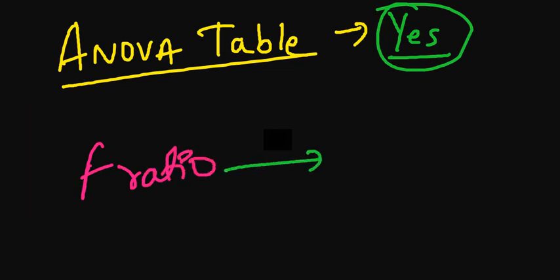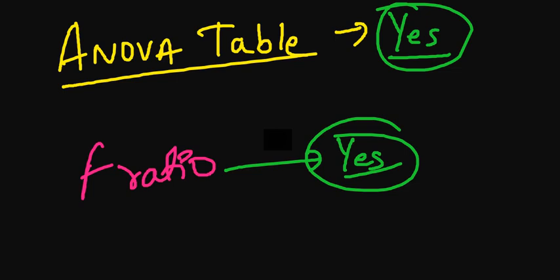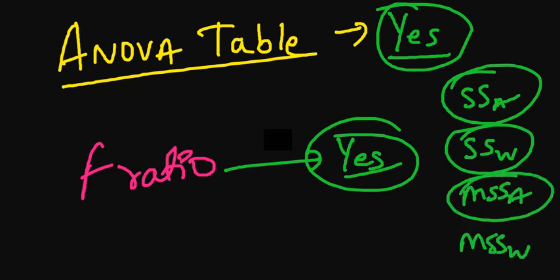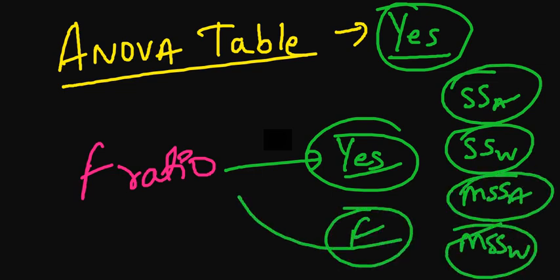Yes or no? Yes, you can calculate. You know the formula for all those. You can calculate SSA if you want. You can calculate SSW if you want. You can calculate MSSA if you want. You can calculate MSSW if you want. And you can calculate the F ratio as well.